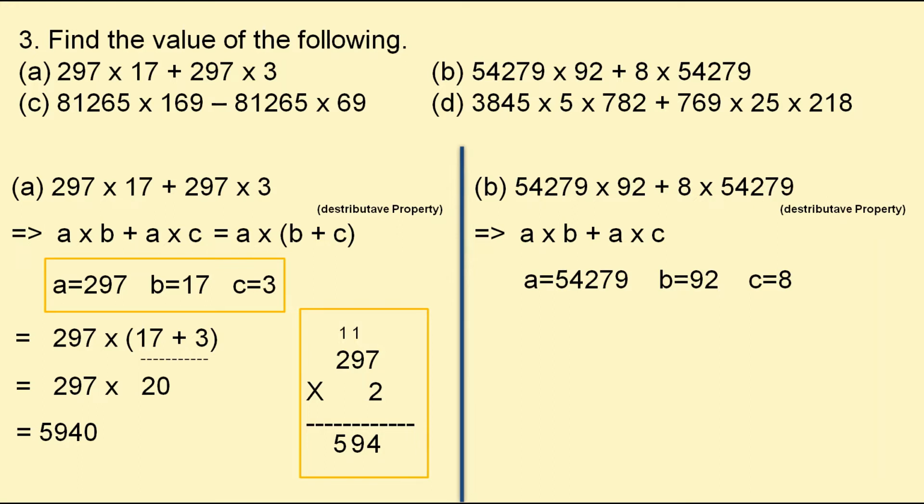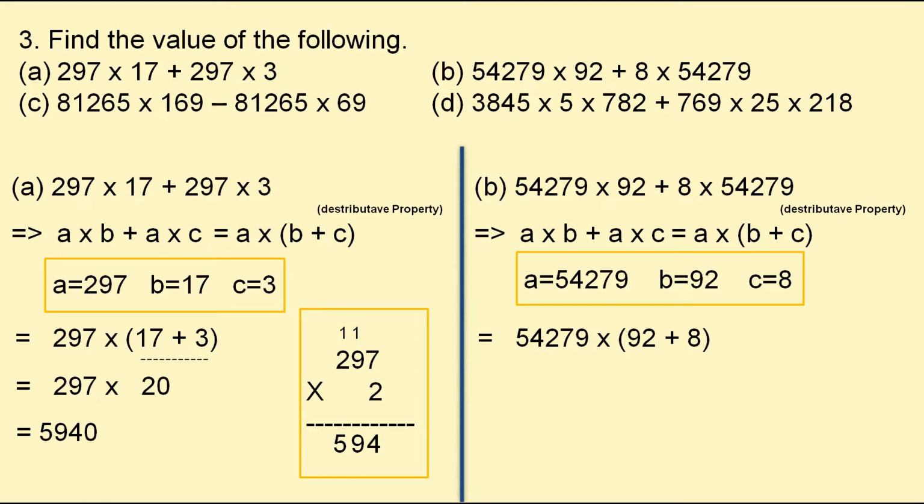Now let's put these values of a, b, c in the second part of the distributive property, that is a into b plus c. Okay, so 54,279 into in the bracket 92 plus 8. So first 54,279 will come, then multiplication sign, then 92 plus 8 is 100. So it's easy now to multiply. As we know, we have to multiply this number with just 1 and then we have to put these zeros at the end. So the final answer is 54,27,900. Okay. Now let's move to the third part, that is third question.